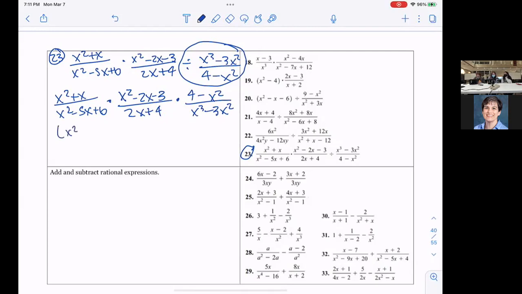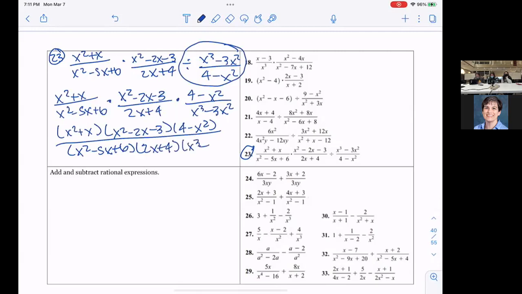So we're going to have x squared plus x times x squared minus 2x minus 3 times 4 minus x squared all over x squared minus 5x plus 6 times 2x plus 4 times an x cubed minus 3x squared.